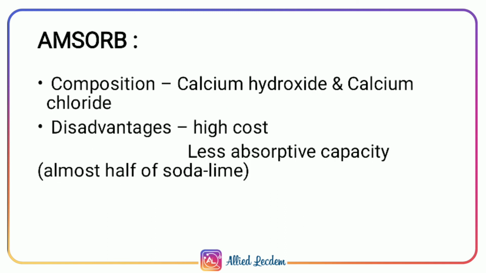Amsorb, also called calcium hydroxide lime, is a new CO2 absorbent containing calcium hydroxide and calcium chloride. Amsorb does not produce compound A. The disadvantage is that Amsorb is high in cost and has less absorptive capacity when compared to soda lime. So this is the only disadvantage that Amsorb holds.